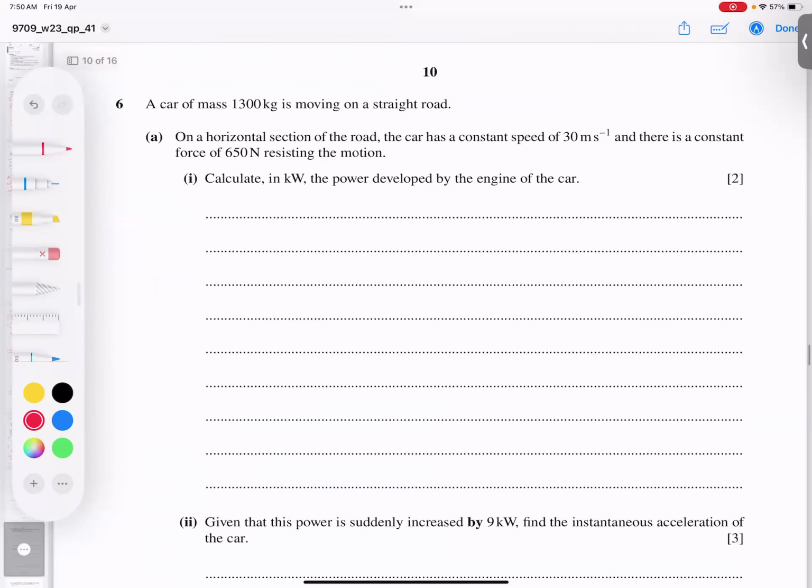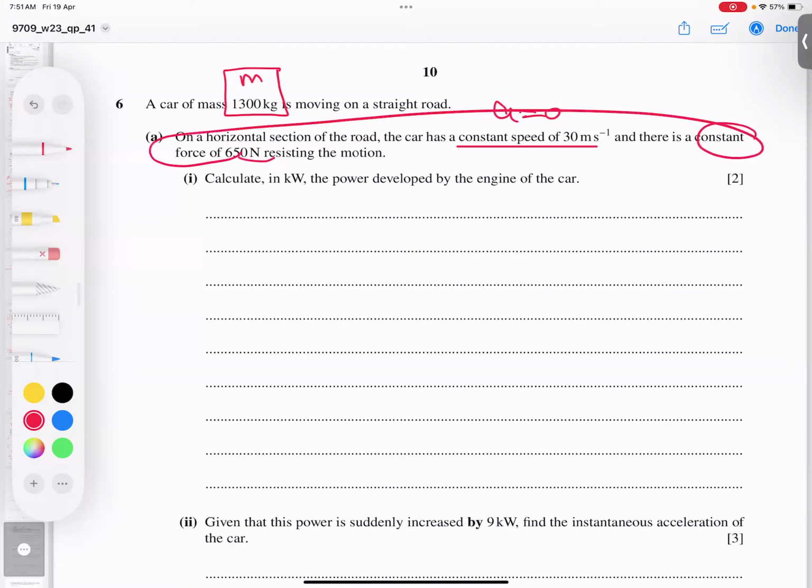Okay, question number 6. He's saying a car of mass is given, so I'm writing mass here. This is easy to focus. Moving on a straight road, not inclined, a horizontal section of road, a car at constant speed. Constant speed, we know it very well, acceleration 100% 0.